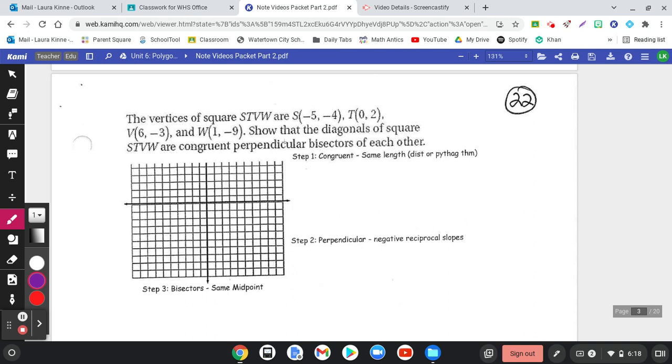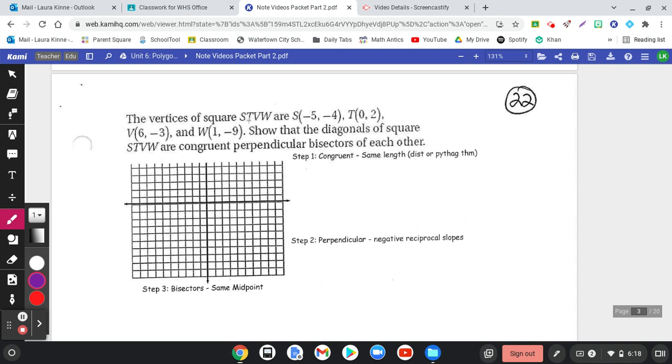These are the types of proofs. I know it doesn't look like the proofs from before, but these are the types of proofs that you're going to see in this chapter. They're called coordinate proofs because you're using a coordinate plane. A lot of times it'll say the use of the graph is optional, but it's so important that you use the graph. All right, so let's see what we got.